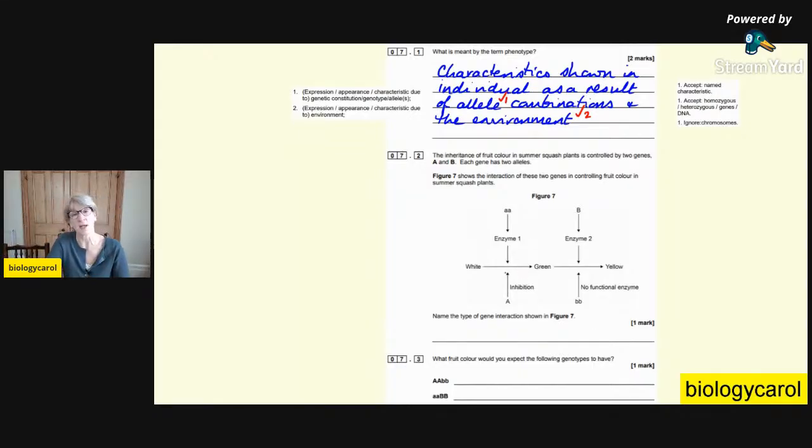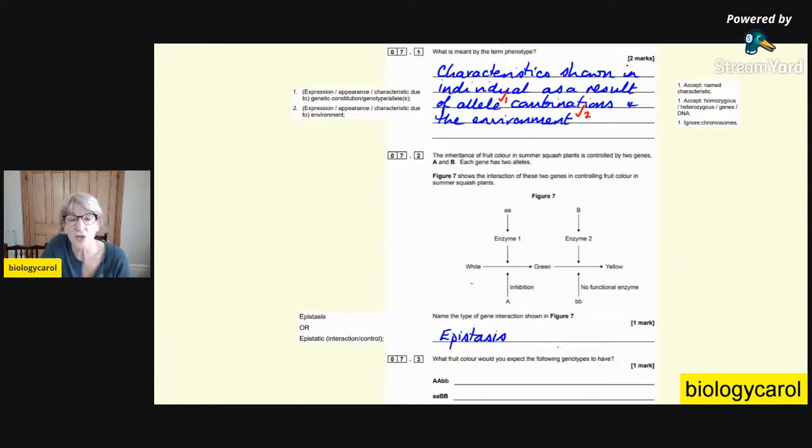Okay, hopefully that makes sense. So if you get the dominant allele here, it really doesn't matter what the allele is for gene B, you're going to get white summer squash. Hopefully that makes sense. So epistasis, I got the mark there.